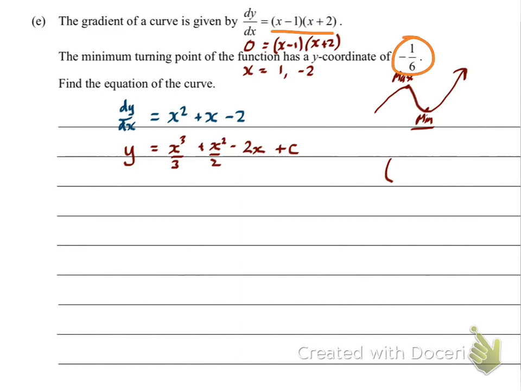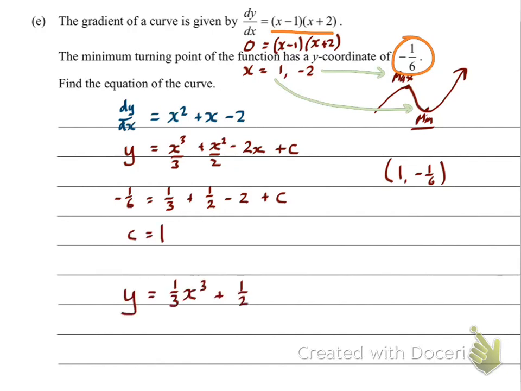So the minimum turning point is at the point 1 because we're going along the x-axis, and -2 along the x-axis will reach your maximum, and as you move along the x-axis the minimum will be at 1. So that's the point 1, -6. Put that into your equation for y, work out what the constant is, write out your equation, get excellence. Cool.